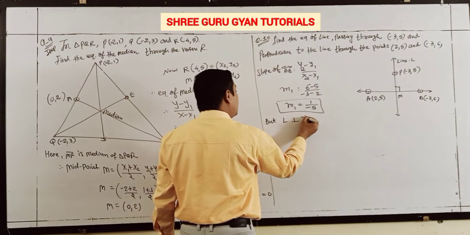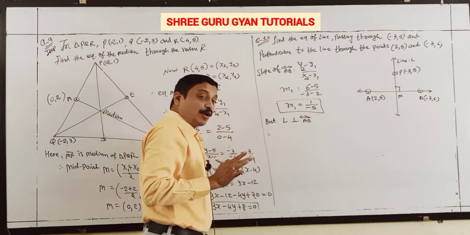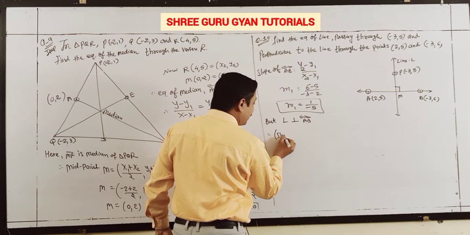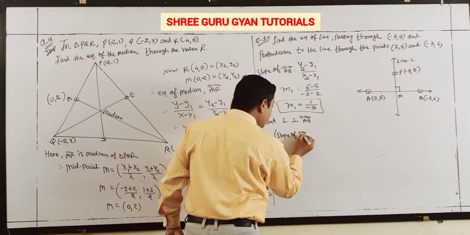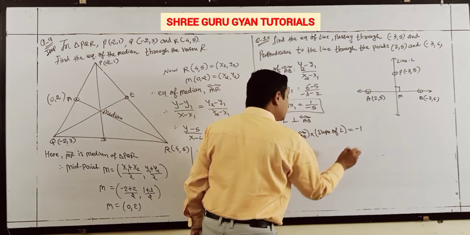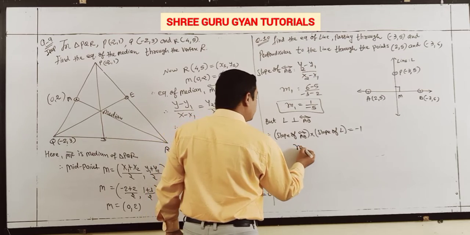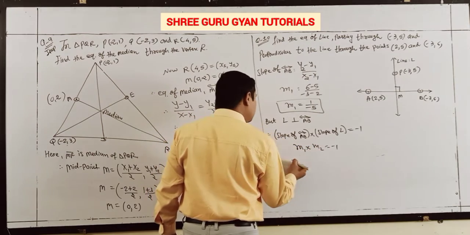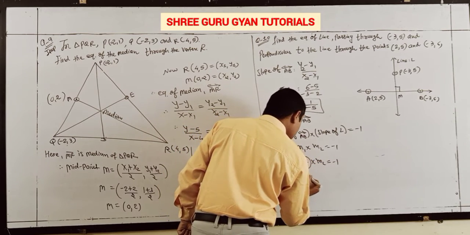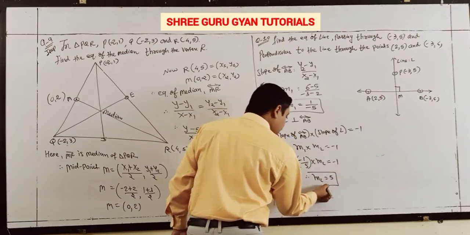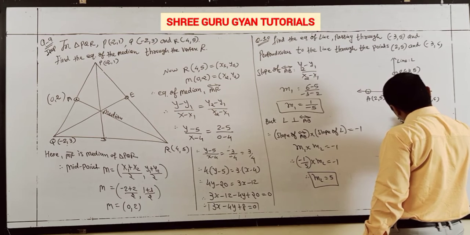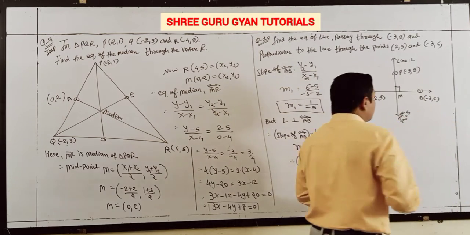But students, L is perpendicular to AB. So what is the property for perpendicular lines? Yes, slope of AB line times slope of L line is equal to minus 1. Consider AB line slope as m1 and L slope as m2. And what is m1? Minus 1 by 5. So m2 becomes 5. Students, this slope is ready. So write down that slope m2 is 5.